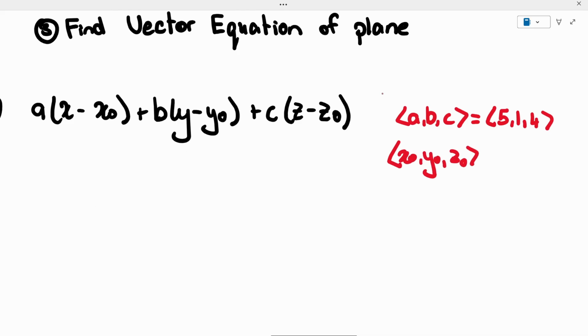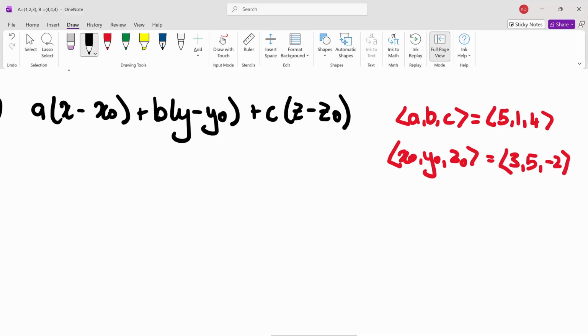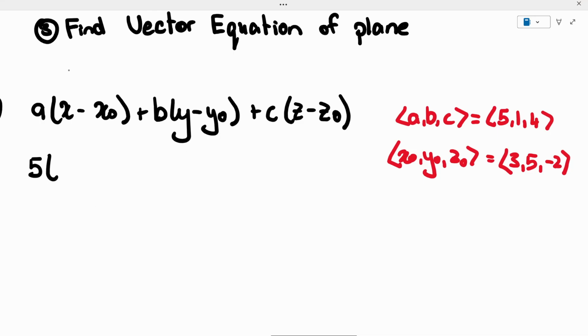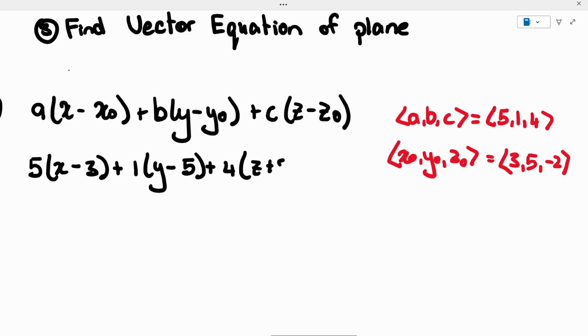Right, so for point normal form, we just need to substitute. We'll get A is 5, x minus 3, plus B is 1, y minus 5, plus C is 4, z minus 2, which is plus 2. Right, so this is the point normal equation. You all got that? Cool.